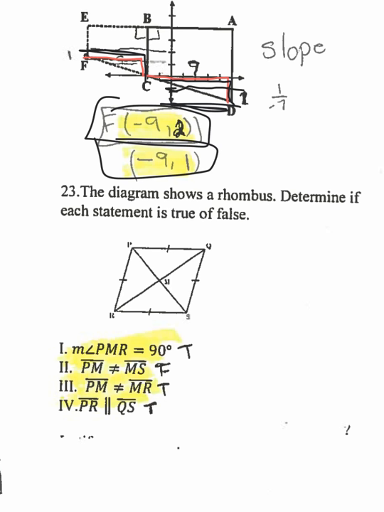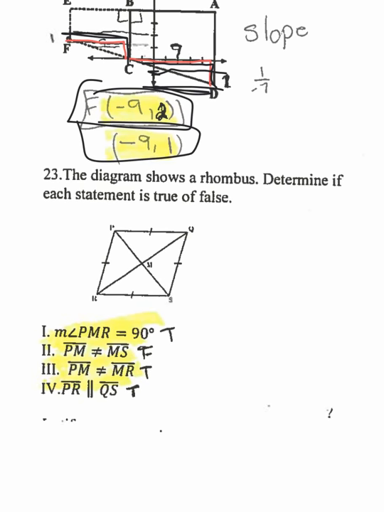23, the diagram shows a rhombus. Determine if each statement is true or false. Angle PMR is equal to 90. Yes, the diagonals intersect perpendicularly inside a rhombus, so that's true. PM does not equal MS. That's false, because PS gets cut in half. The two parts of it are equal. It's literally cut in half.